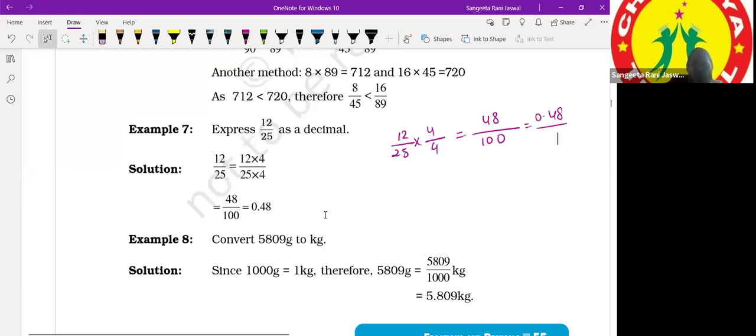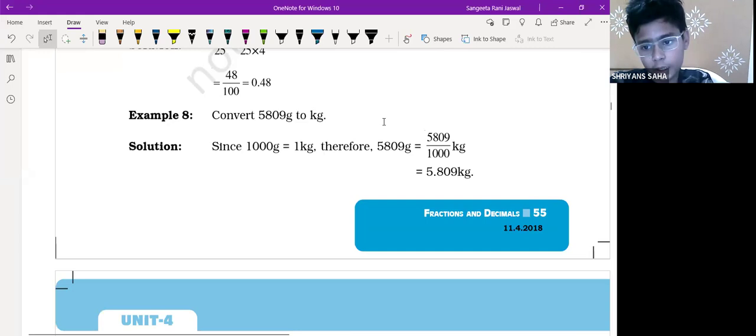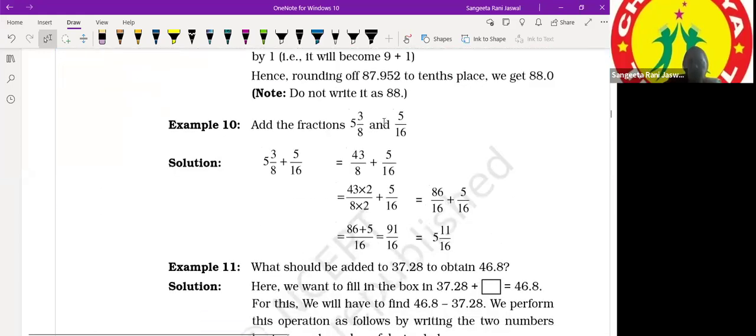Okay. Now convert 5809 grams to kg. Please write down. I'm scrolling down. 5,809 grams to kg. 5.809. Okay.